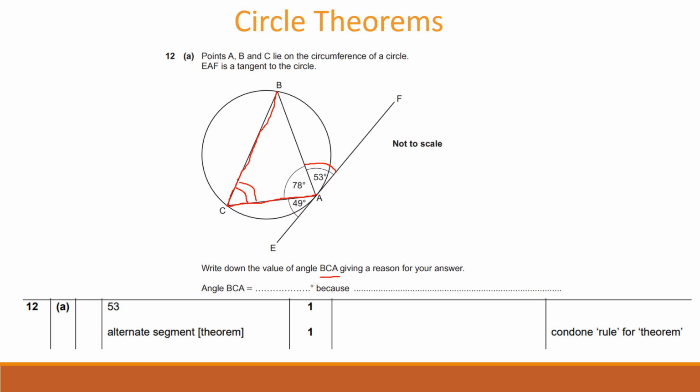Okay, it is quite a tricky one to spot, this one. So you get 1 mark for just writing 53 and there's 1 mark for writing alternate segment. Now if you wrote theory as well, that's absolutely fine. That is optional, that word theory. And it does say condone, which means allow the word rule or allow the word theorem. Okay, so that was 2 marks in total for question 12A.